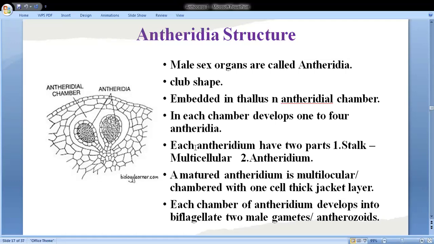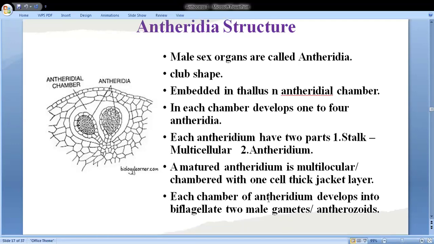A mature antheridium is multilocular, chambered, with a one cell thick jacket layer. See here, this is the jacket. This is a thick walled jacket layer, and these are the cells, the multilocular chambers. Each chamber of the antheridium develops into two biflagellate male gametes, or antherozoids. So each chamber can develop two male gametes.